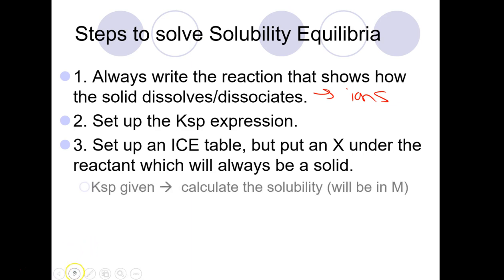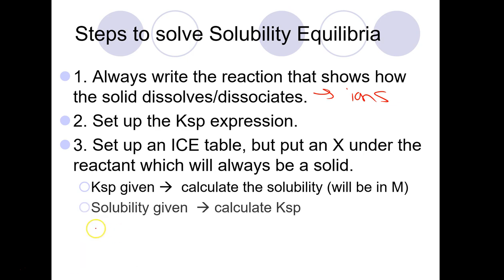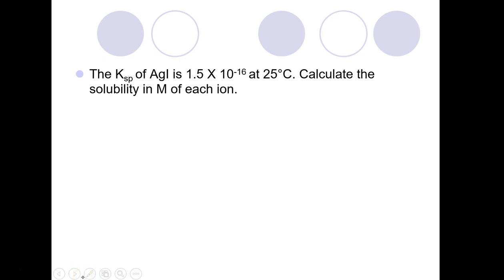And you're going to solve for, if they give you the Ksp, they're going to ask you to solve for the solubility. And that'll be in molarities. Or they'll give you the molarity, and they'll ask you to calculate the Ksp. But it's done just like any other ice table. So AgI has that Ksp, calculate the solubility.